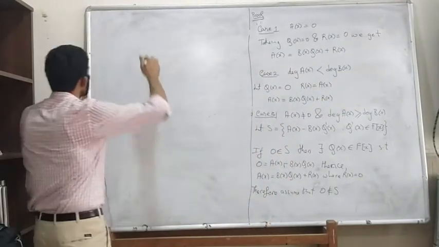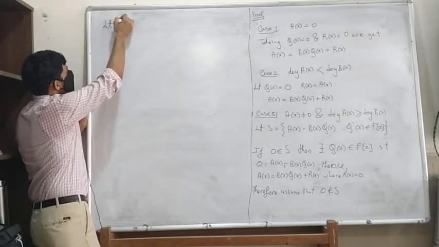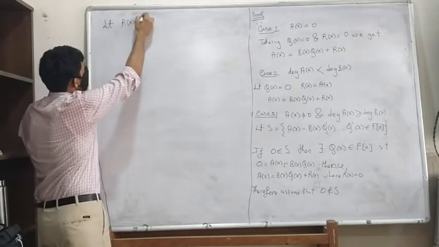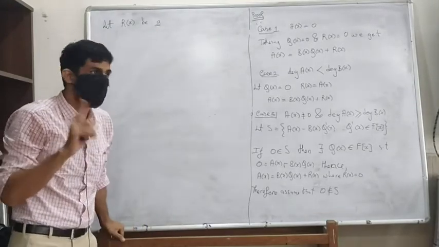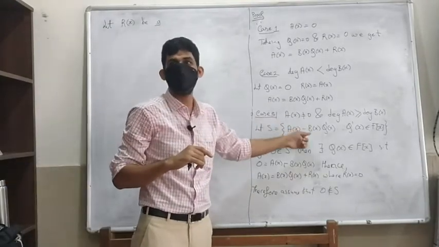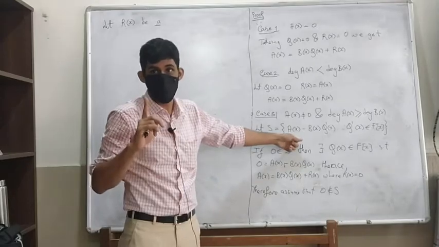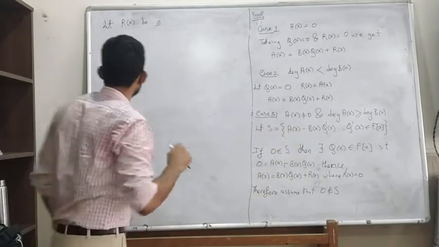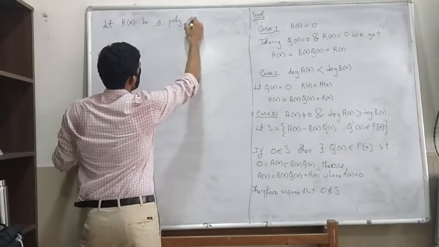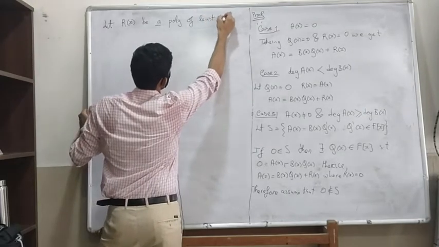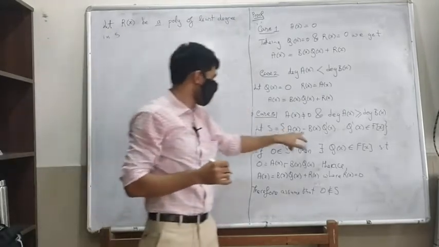So if 0 doesn't appear in the set, we let R of x be a polynomial. You see here I am putting a polynomial, we don't know that there is just one till now. Eventually we will know that there is only one polynomial of the least degree, but we don't know that yet, so we will see that. So let R of x be a polynomial of least degree in S.